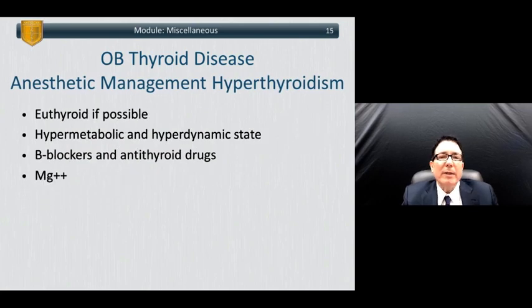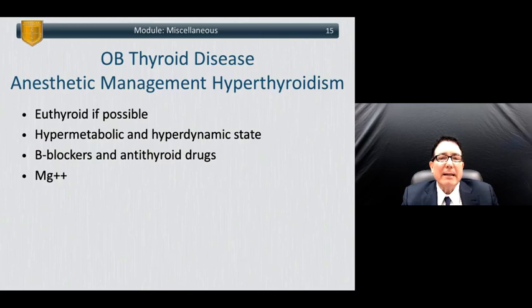What about the patient with hyperthyroidism? These patients need to be euthyroid if possible, because of the potential for thyroid storm, a hypermetabolic and hyperdynamic state. So everything in regards to hypermetabolism can happen: hypertension, tachycardia, and tidal CO2 issues.